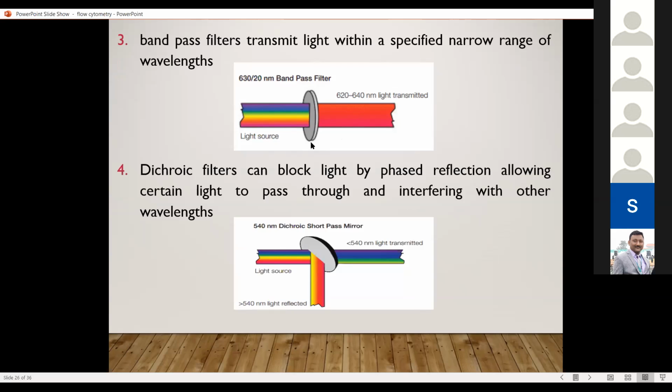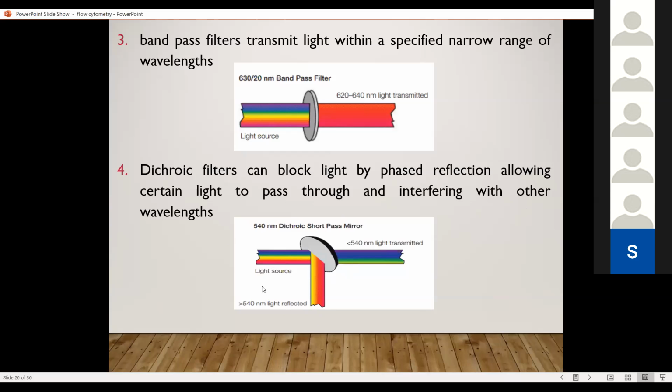All other lights, which are of larger long wavelength or short wavelength, will be reflected from these filters. Another kind of filter which is most commonly used is the dichroic filter. It can block light by phase reflection, allowing certain light to pass through and interfering with the other wavelengths. A dichroic filter blocks the light through reflection.